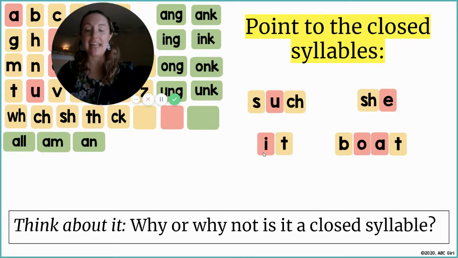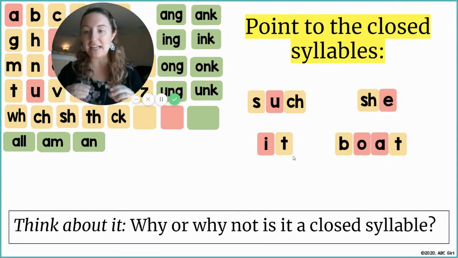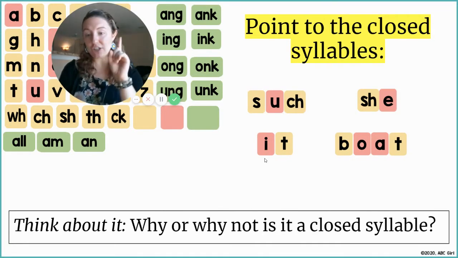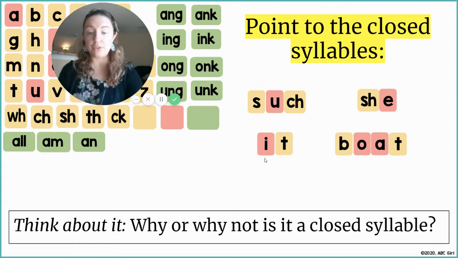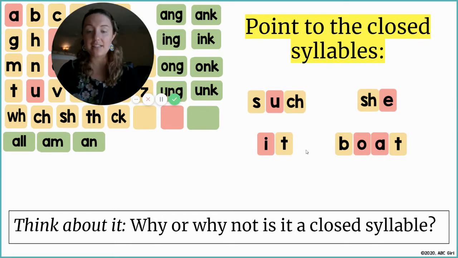Let's go to the word "it." Now, it is tricky. It has a new rule that we haven't learned yet about closed syllables. Let's first look at the vowel. Is there one vowel in the word? Yes, there's an I. Is it a short vowel? Well, when I say "I" as in "it," I is a short vowel. So yes, it does have a short vowel.